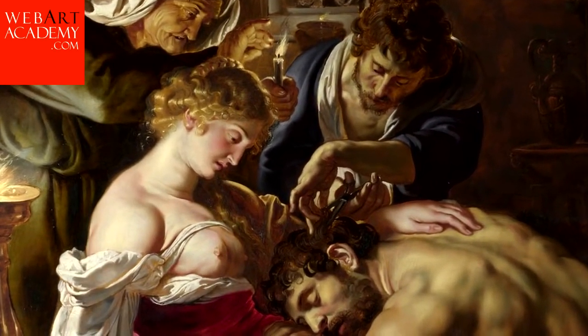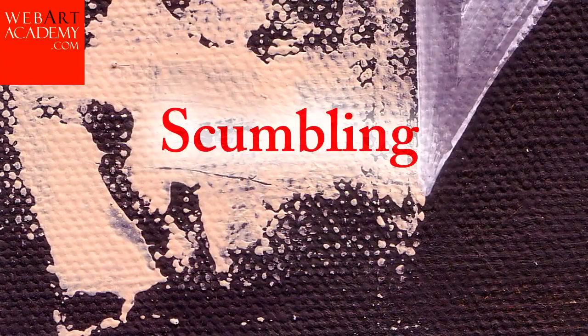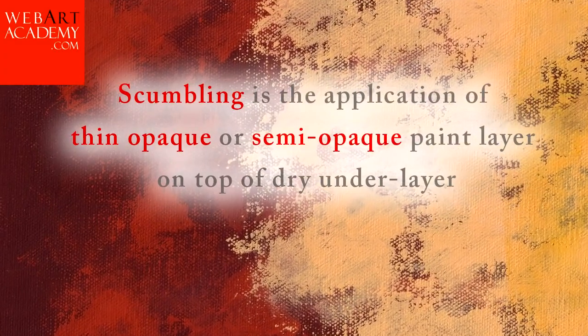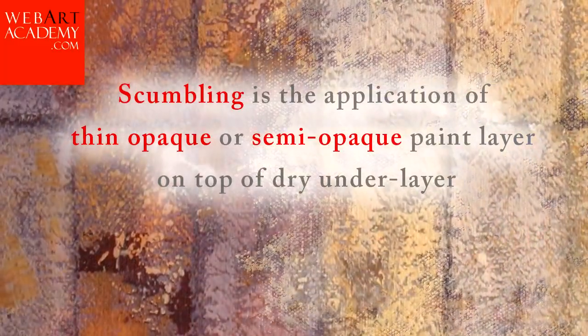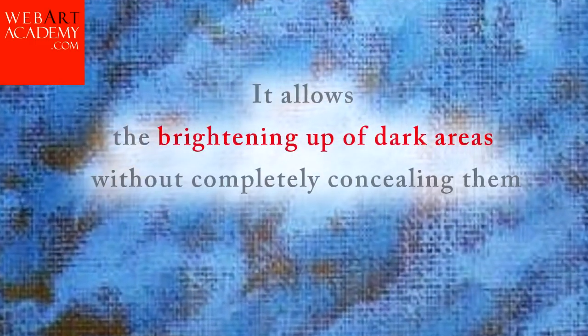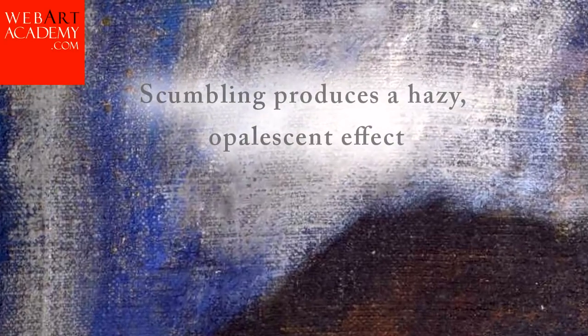There is another technique which complements the old master's methods and can be used on its own or in combination with glazing. This technique is called scumbling. Scumbling is the application of thin, opaque, or semi-opaque paint layer on top of dry underlayer. Usually, scumbling is done in a lighter color on a darker background. It allows the brightening up of dark areas without completely concealing them. Scumbling produces a hazy, opalescent effect.